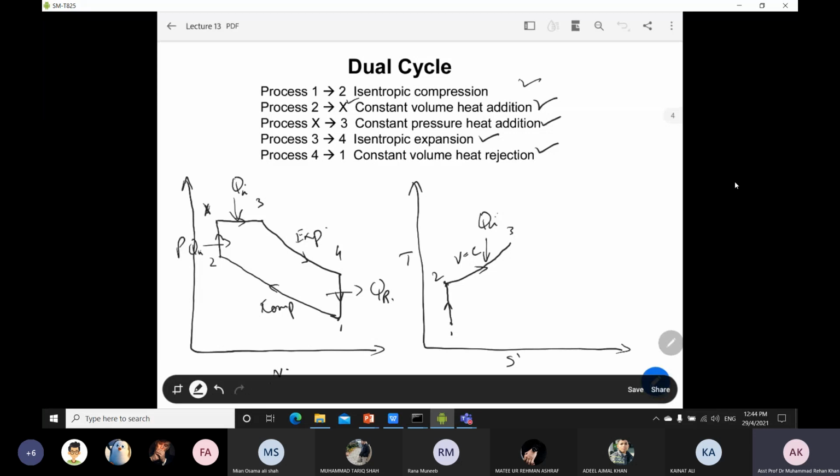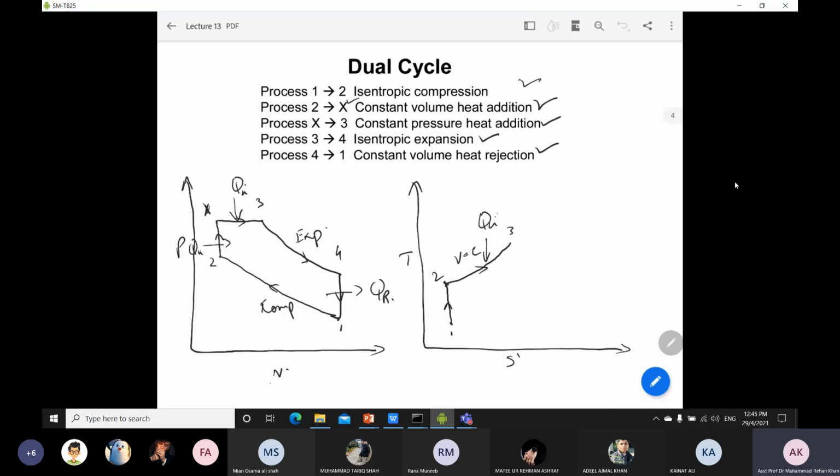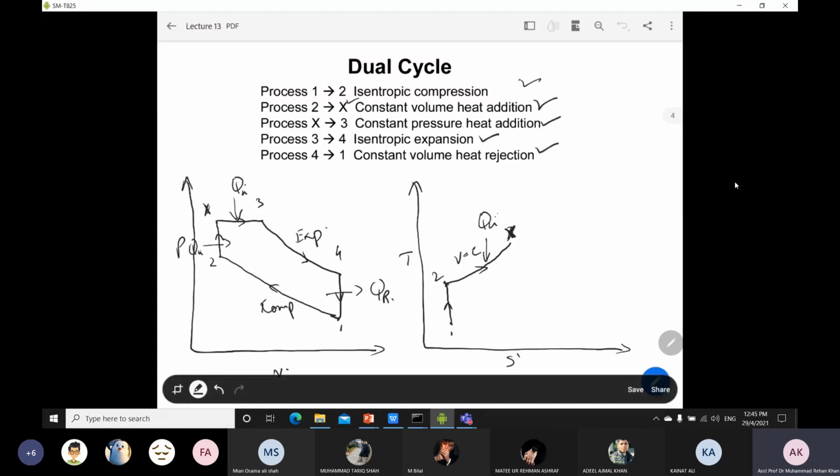Okay, so now for the constant pressure heat addition, you can say it will be x. Sorry, because I have denoted it with x, so you can just say it will be point x. From x to 3 it is a constant pressure heat addition. So whatever the temperature at point x, point number 3 will be above point x.